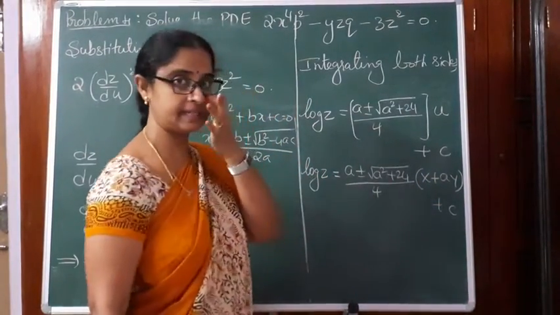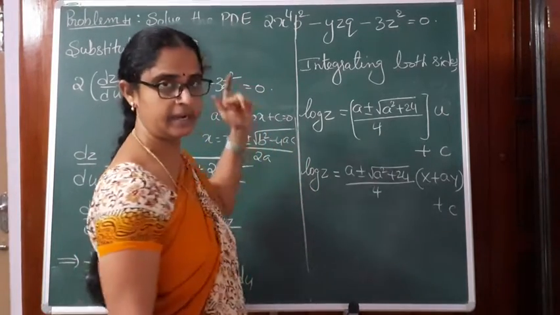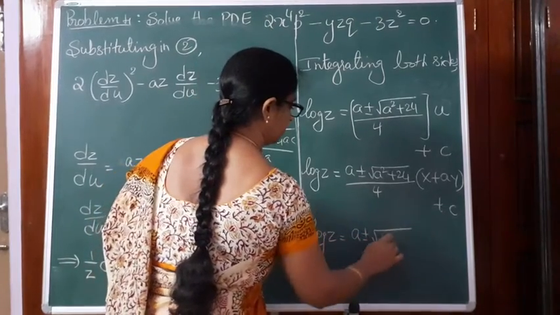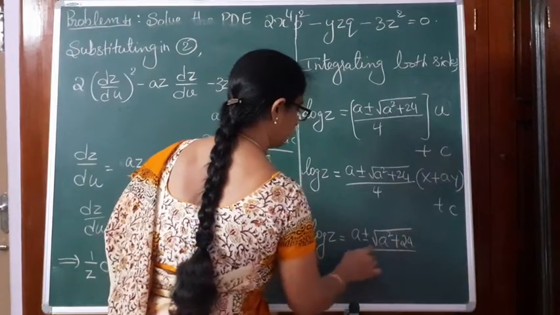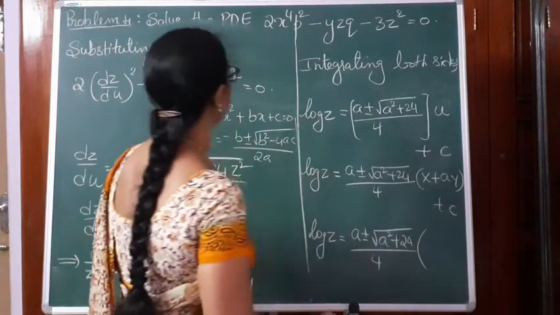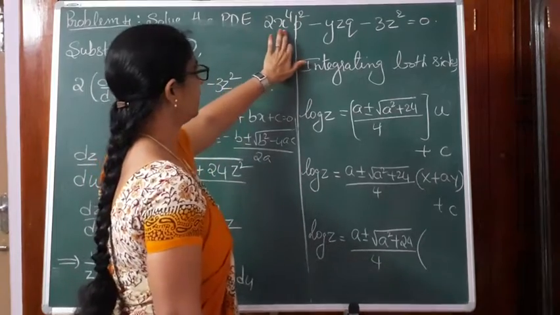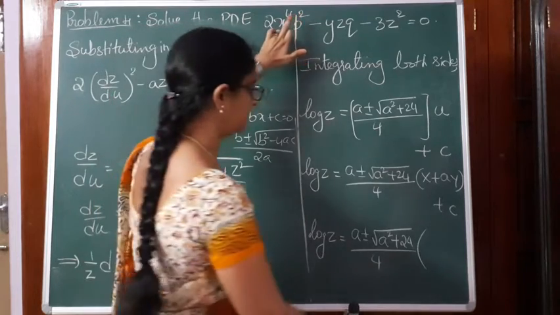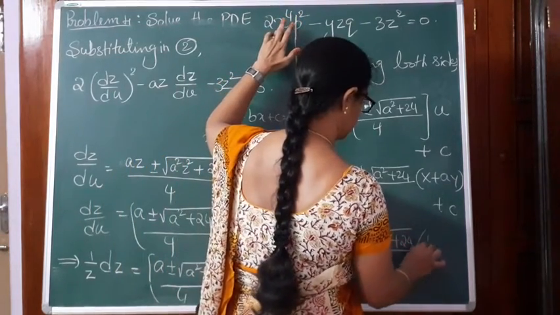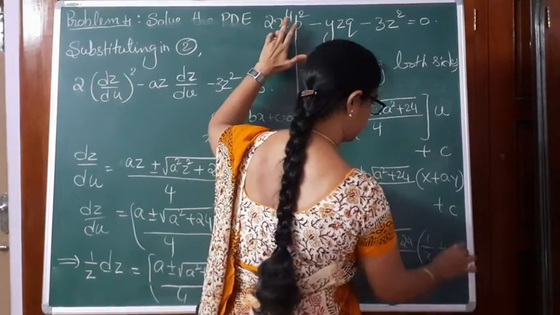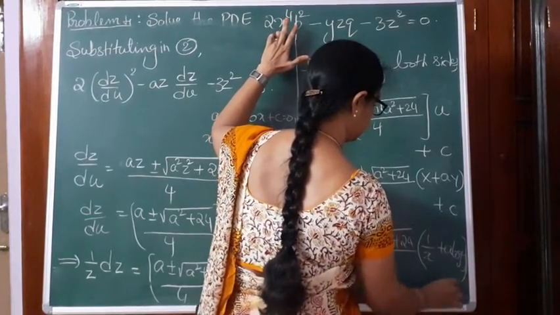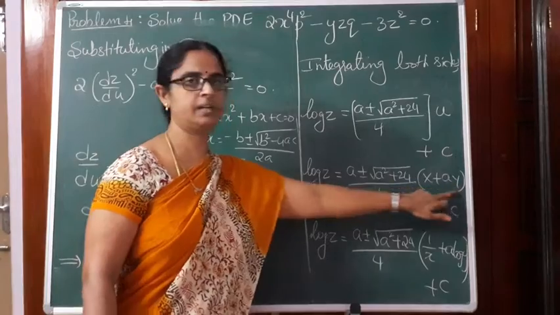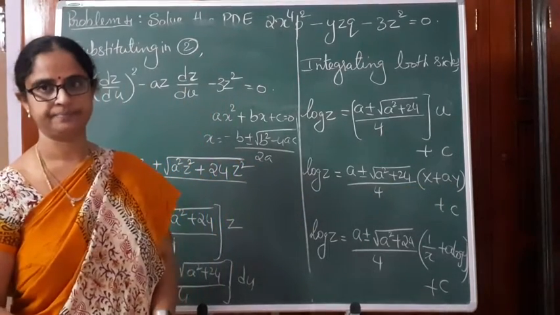Now resubstitute capital X and capital Y, the substitutions we have taken initially. So that we get log z is equal to a plus or minus root over a square plus 24 by 4 into, what is capital X we have taken? X to the power minus 1, that is 1 by x, plus a into capital Y, which is log y, plus c. This is the solution for the given problem. Okay. Finally, resubstitute in terms of small x and small y.